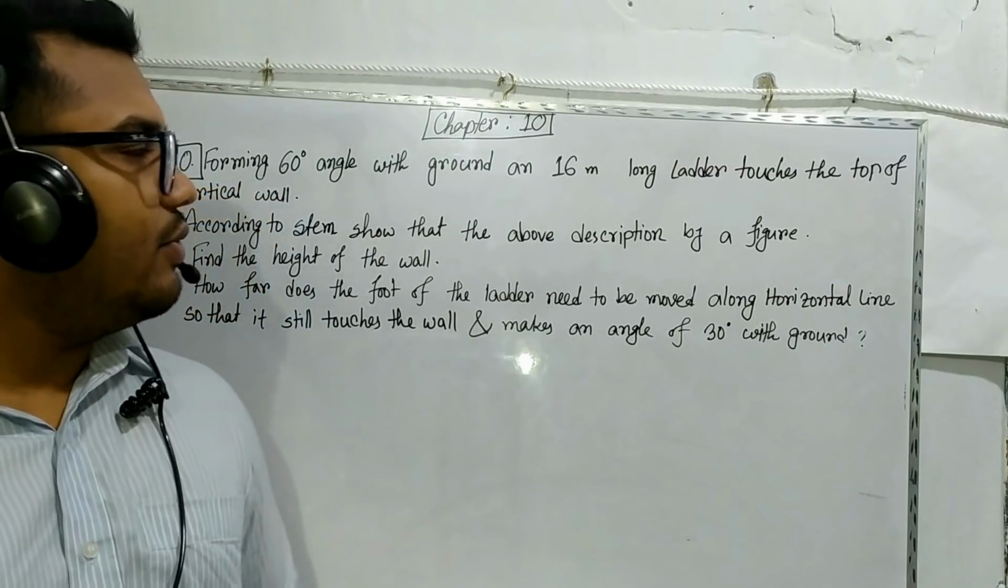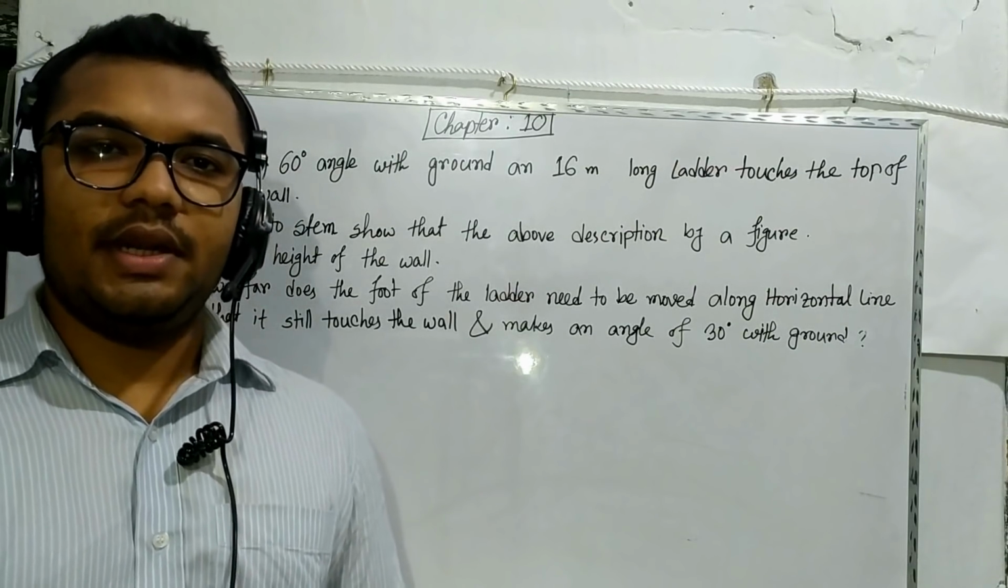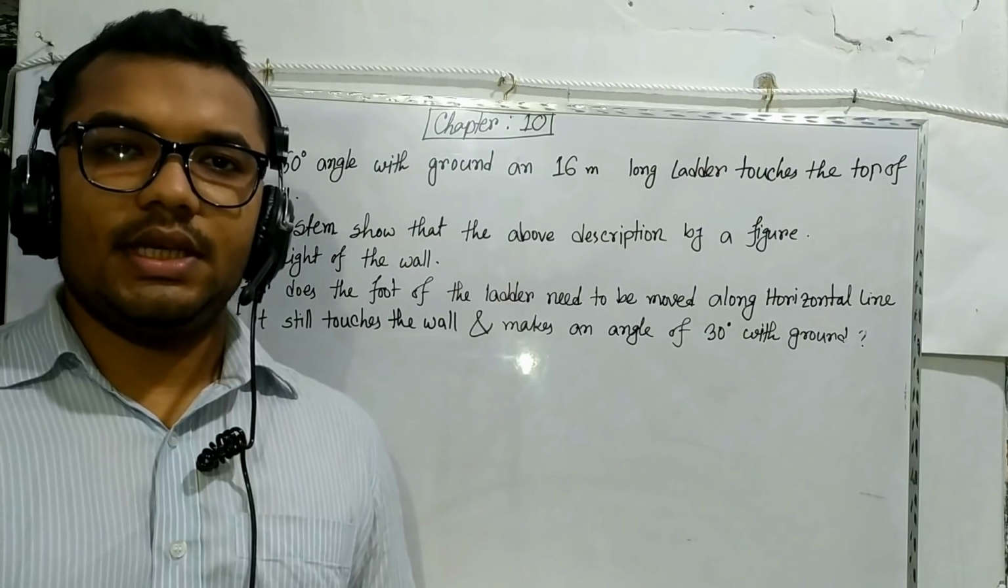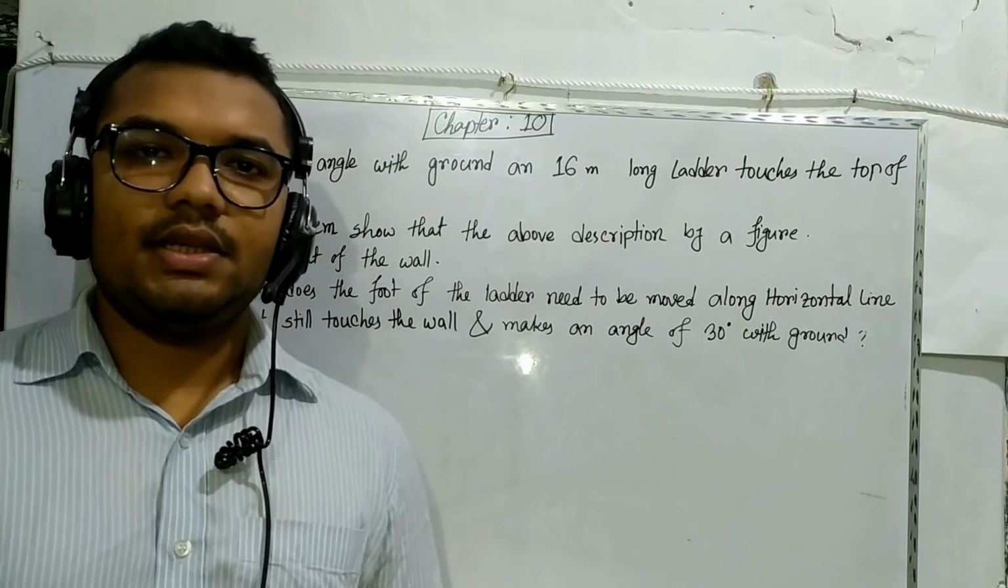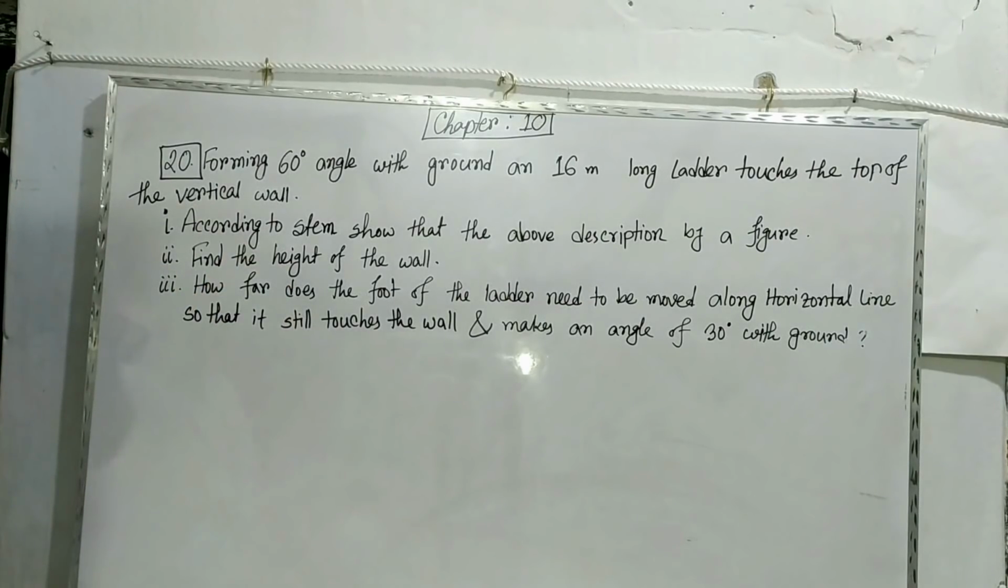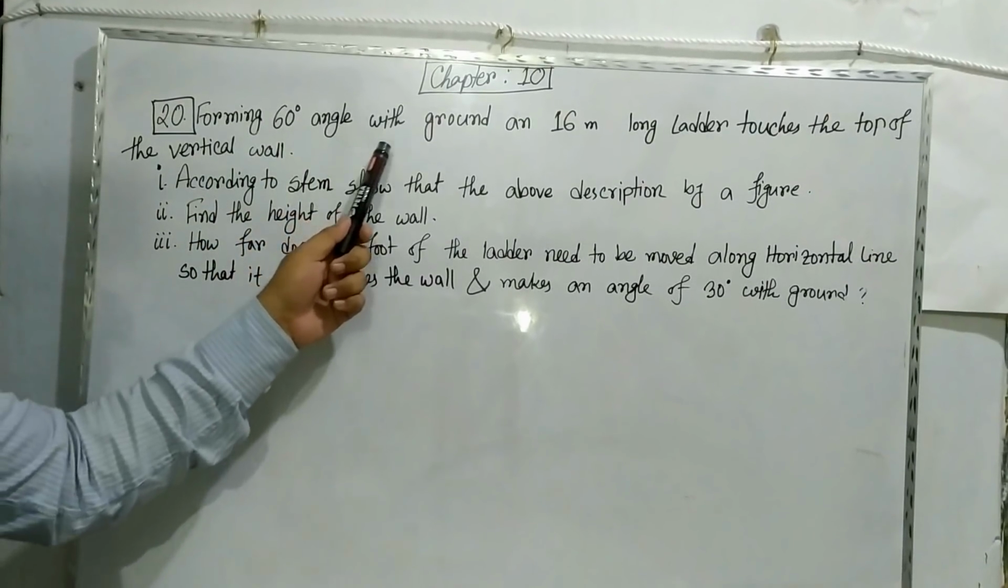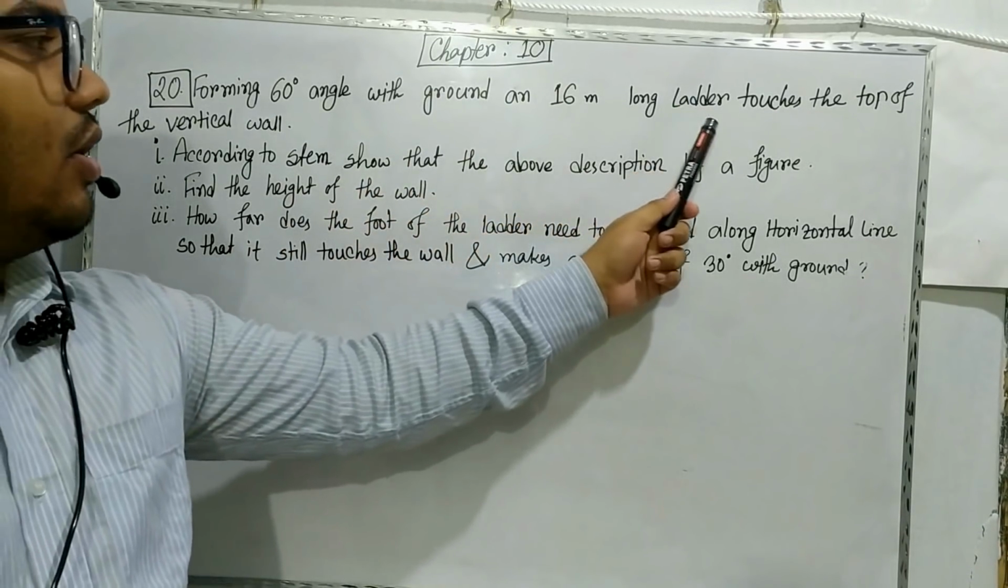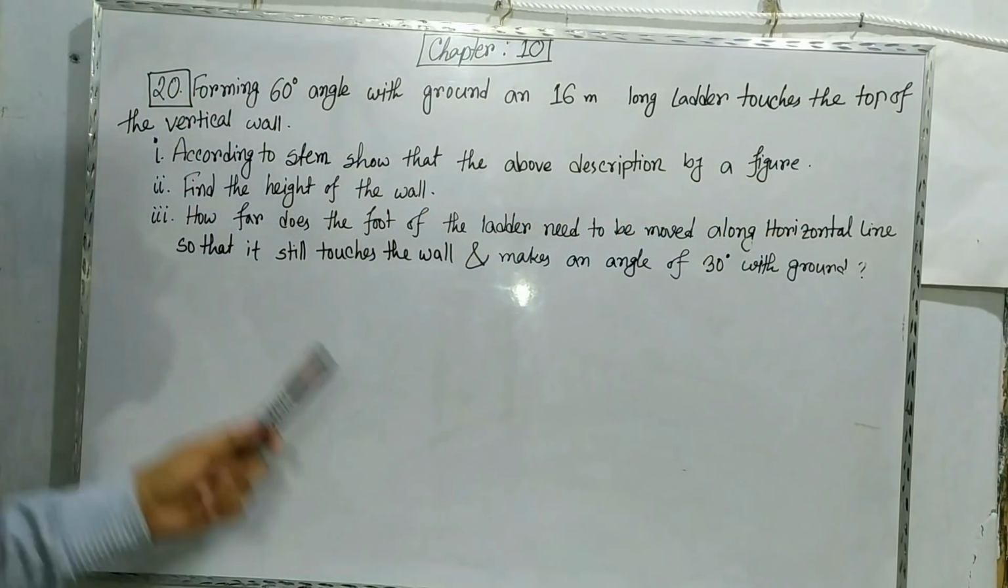Now, today we are going to talk about chapter 10. It's the trigonometric sections where we are discussing some CQs. Today, our first question says, a 16-meter long ladder forming a 60-degree angle with the ground touches the top of the vertical wall.